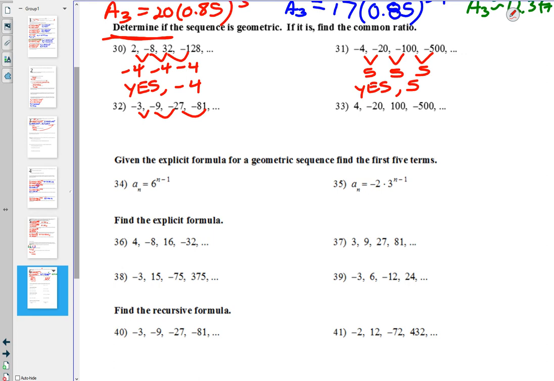Okay. From negative 3 to negative 9 is times 3. This is times 3. This is times 3. So this is yes. The common ratio of 3. So it looks like all of these are going to be yes.